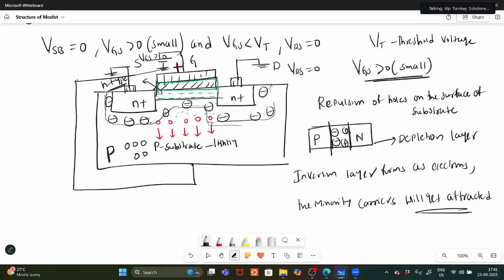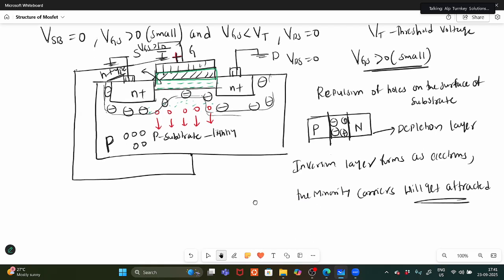Did you understand what this depletion layer, repulsion of holes, is? Yes. What is inversion layer? Yes, sir. Okay. So here we want to see some definitions: what is inversion layer, weak inversion layer, strong inversion layer, and threshold voltage. You need to know about these definitions.